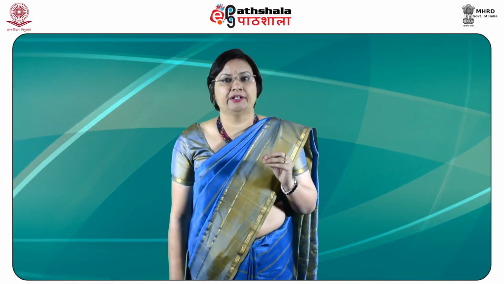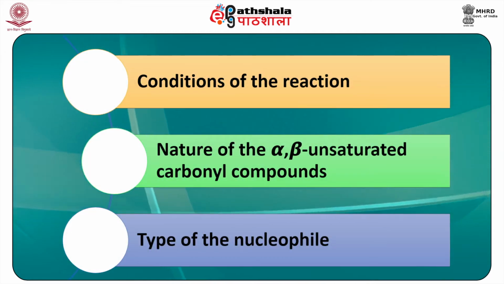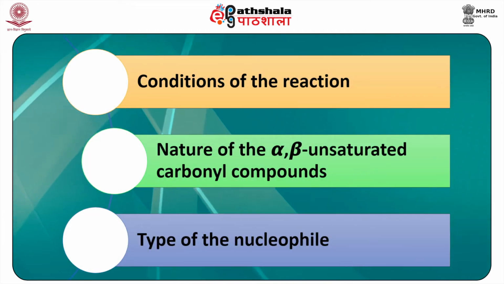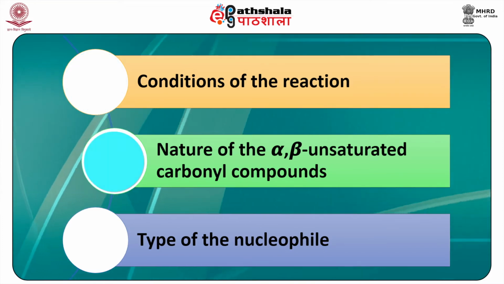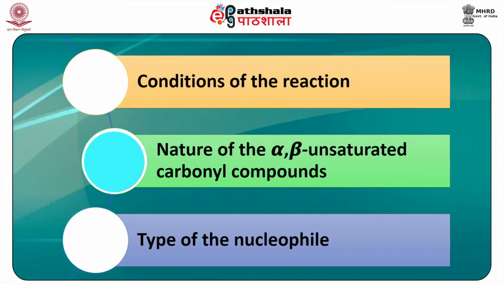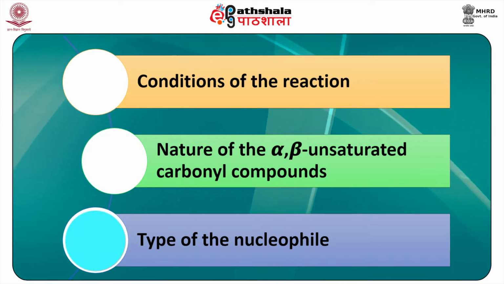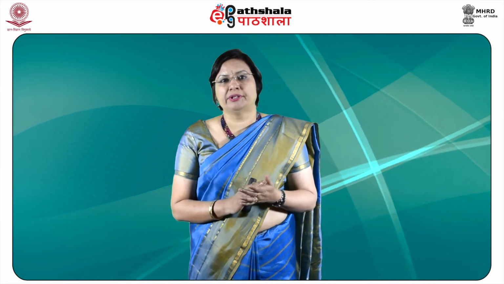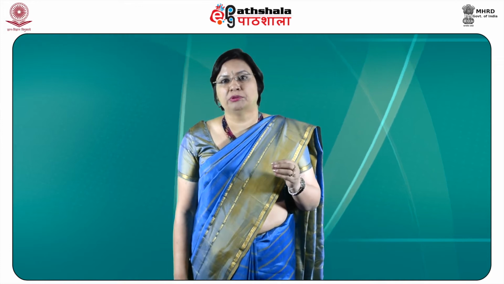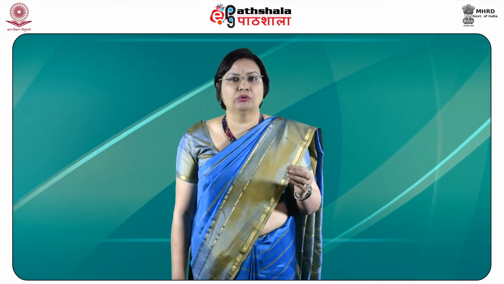When do nucleophiles undergo conjugate addition, which is also called 1,4 addition, and when do they add directly to the carbonyl group, which is referred to as 1,2 addition? This will depend upon various factors. These are the condition of the reaction, nature of the alpha beta unsaturated carbonyl compound, and type of the nucleophile. Reduction of alpha beta unsaturated carbonyl derivatives poses a potential problem due to the possibility of 1,2 as well as 1,4 addition.